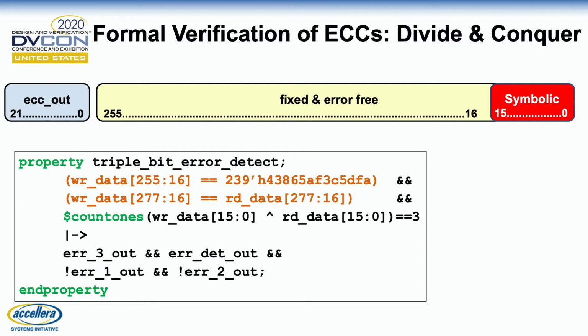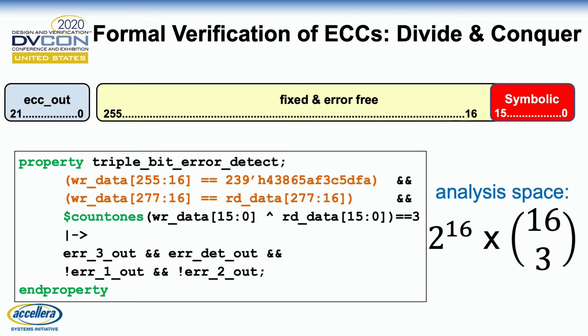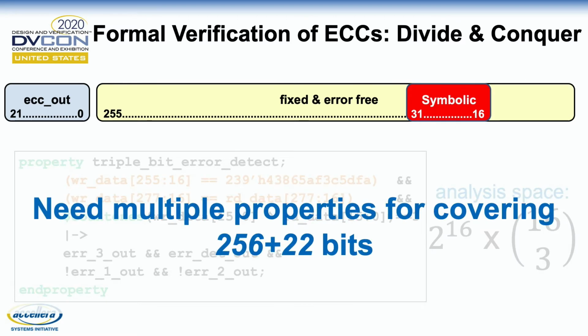And the proof part, the commitment part of the property, remains the same. Now if we analyze the analysis space, because the formal tool can only play with 16 bits, the number of input combinations is 2 to the power 16. And because we say that there is no error in the rest of the bits, the bit error should be assumed only within this range. Because of this, the analysis space is quite manageable, and this is a fairly manageable number for a formal tool.